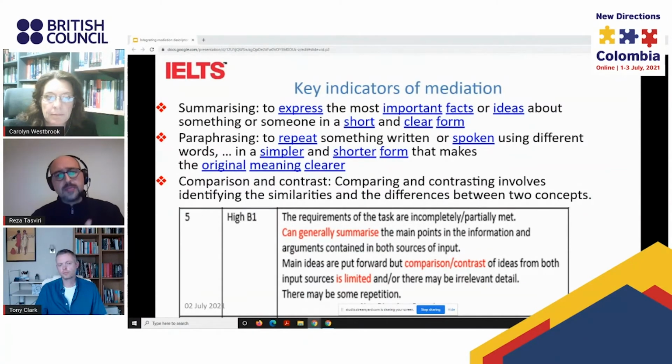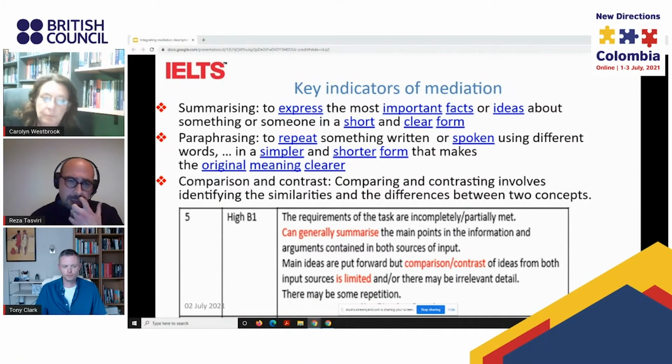Summarizing is to express the most important facts or ideas about something or someone in a short and clear form. And the ideas and facts are from the source material. Paraphrasing is using language to repeat something written or spoken using different words in a simpler and shorter form, to make the original meaning clear. And then comparison and contrast, which, as the name suggests, involves identifying the similarities and differences between two concepts.